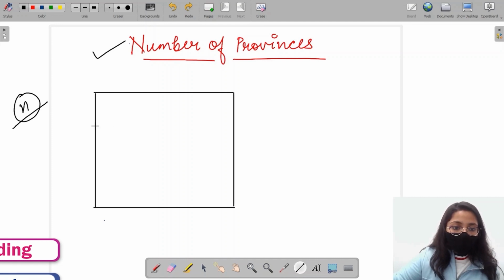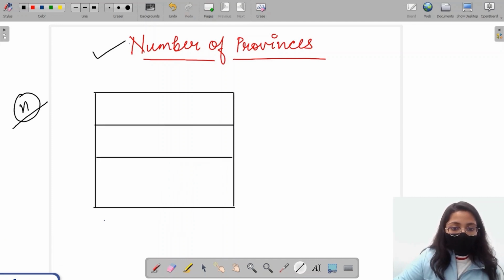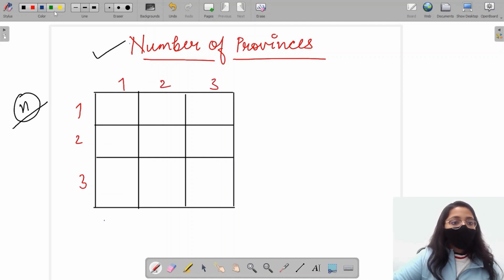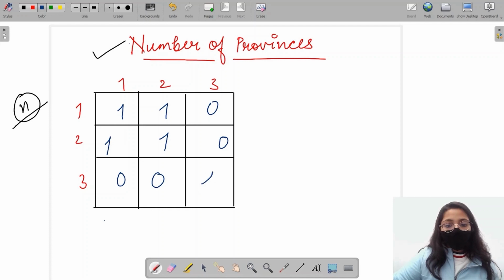if I make this grid, alright. So I'm saying that I have 3 cities, 1, 2 and 3, 1, 2 and 3. In this, the input is either 1 or 0. So let's suppose I have 1, 1, 0, 1, 1, 0 and 0, 0, 1.